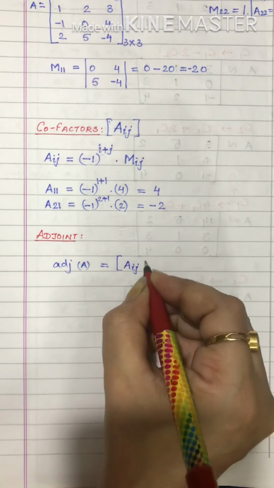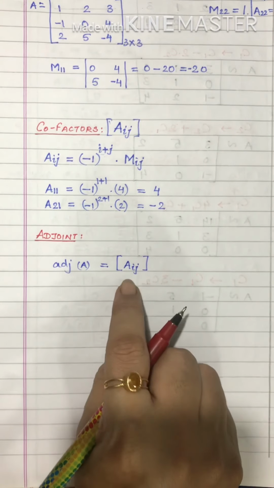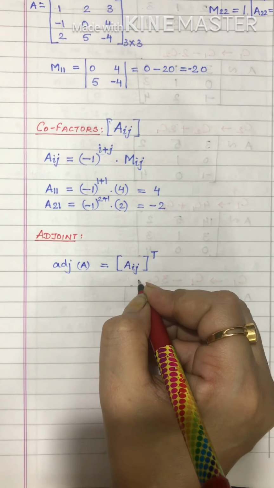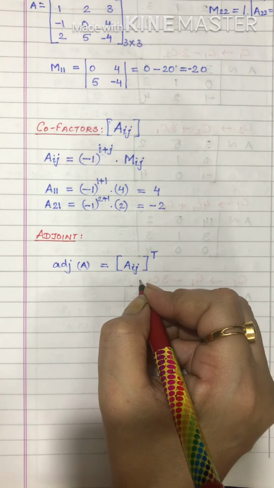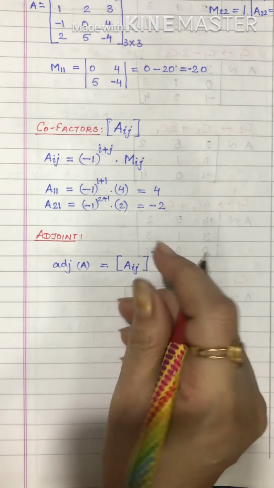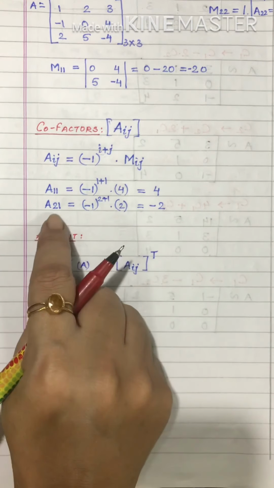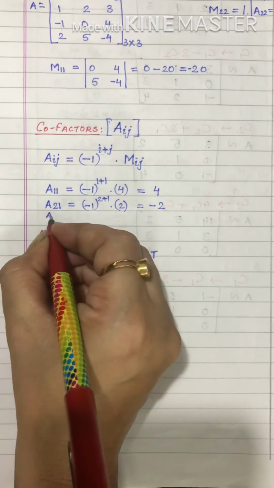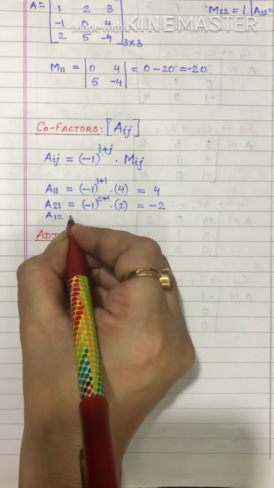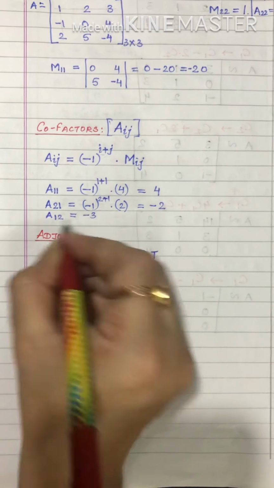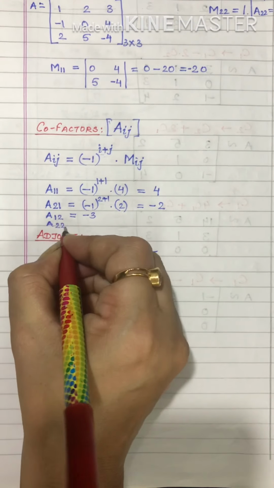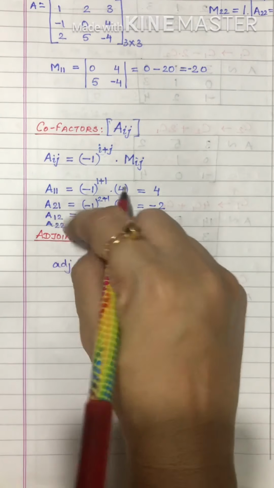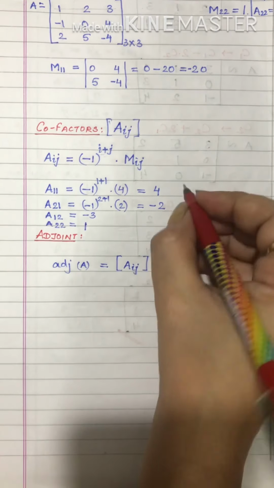Aij, that is the matrix of cofactors, transpose of this matrix. Okay, now first of all we need to know what is the matrix of the cofactors here. Now we wrote A11. Okay, I'll write the remaining ones. A12 we are getting as minus 3, and A22 we are getting as 1. Okay, I have written it, the order is changed actually, so be careful while writing.